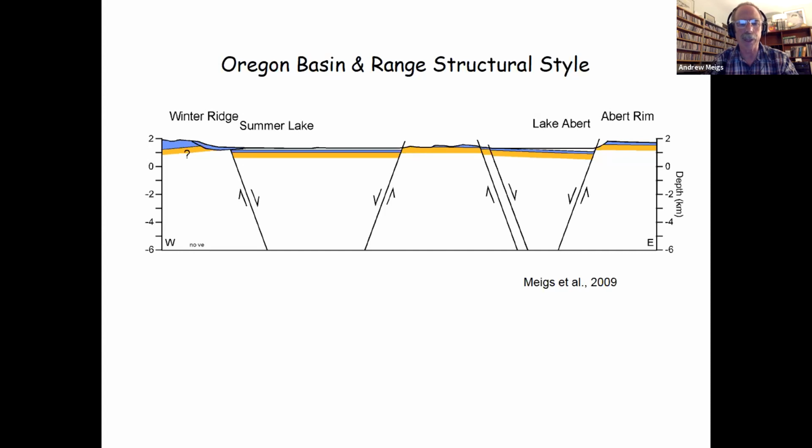Here is the Summer Lake Basin, in which the units are almost not tilted at all. Lake Abert, however, has a strong easterly tilt to the basin block relative to the Abert rim on the other side. So Oregon Basin Range is characterized by steep faults, modest extension, and modest amounts of tilt.